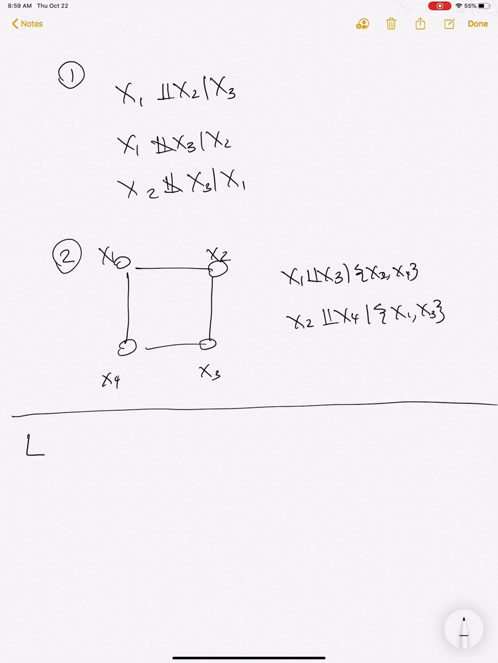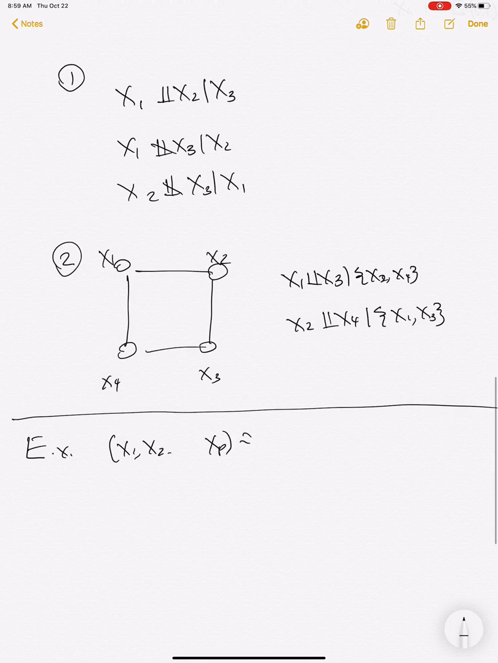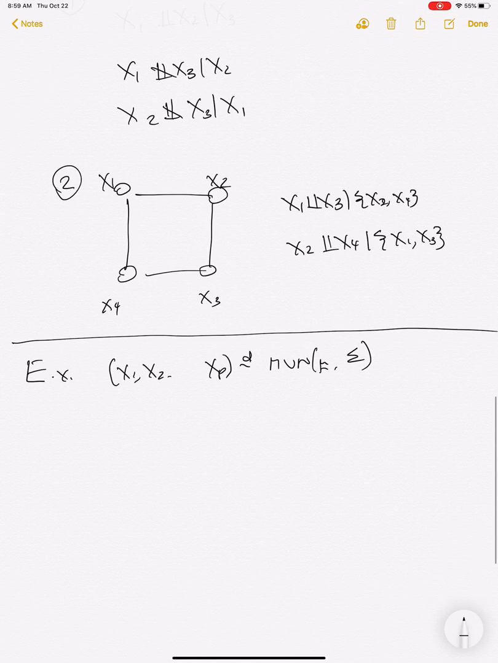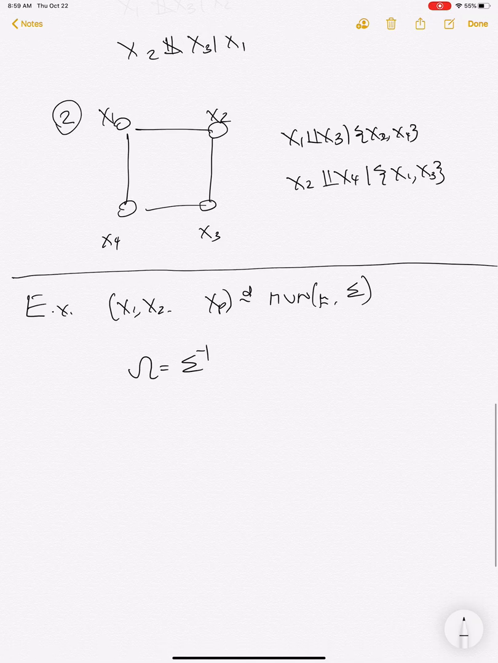Okay, and so the concrete example that we've referred to so far is the multivariate normal with mean mu and covariance sigma. If we define our inverse matrix, then we know that the distribution has this form.